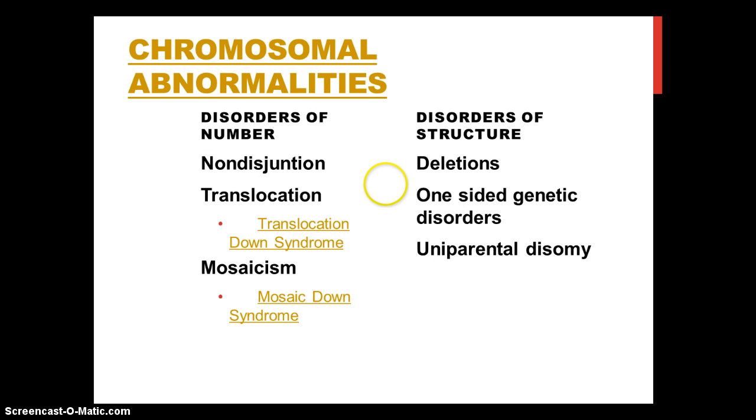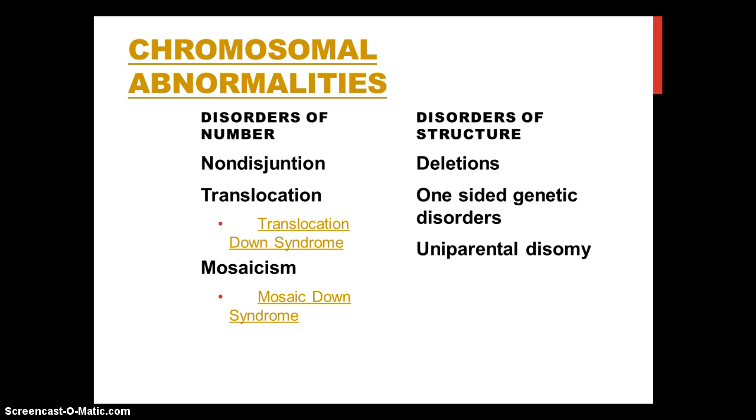Then we've got chromosomal disorders. We've got the disorders of number. Non-disjunction is during meiosis. When it duplicates, it doesn't split properly, and so instead of getting one 21st chromosome from your mom and one from your dad, you get two from your mom and one from your dad, and so now you have three chromosomes. That, by the way, is Down syndrome.